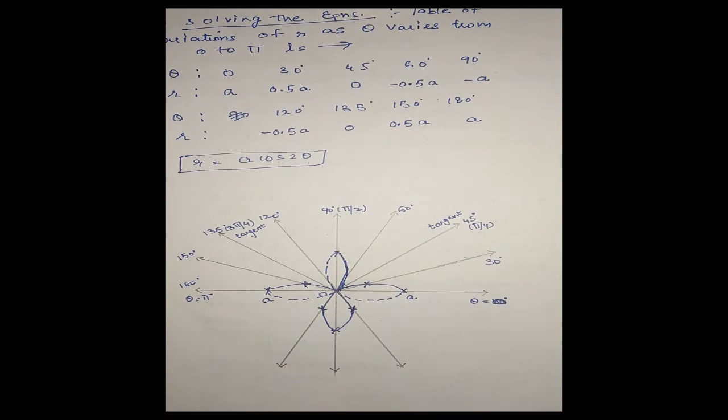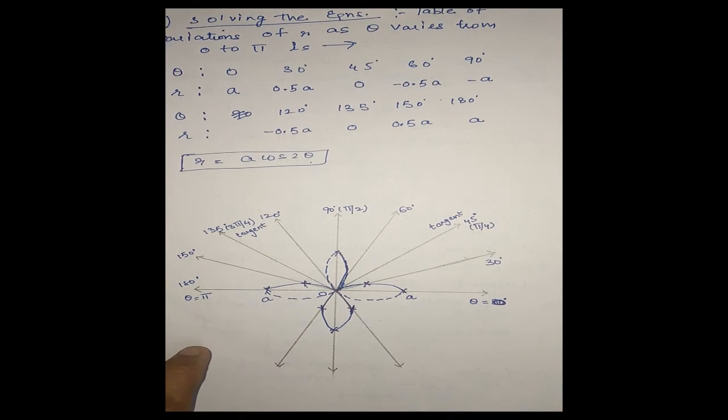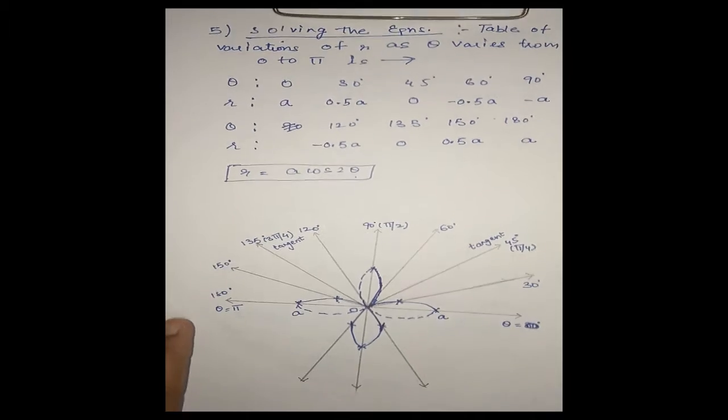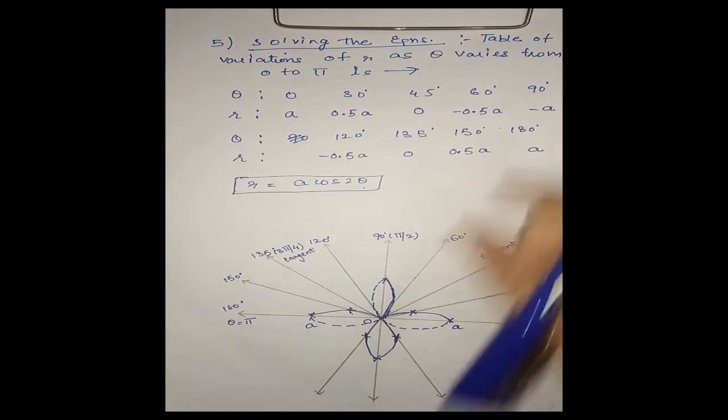This is the shape of the curve. This is how we have to trace the curve for a given polar equation. Now we can come to the next question.